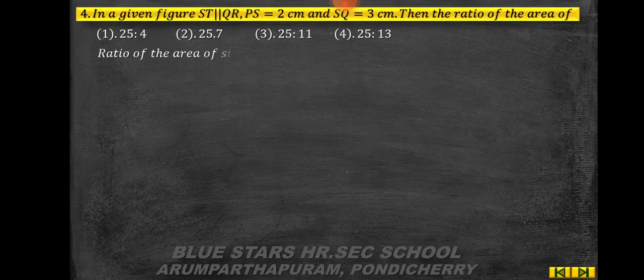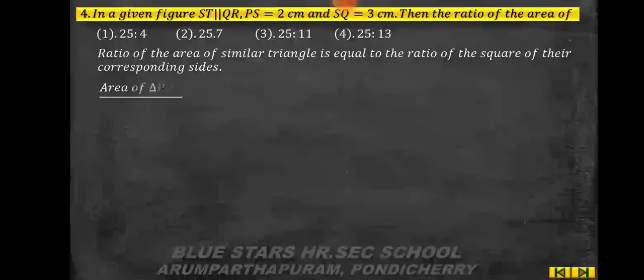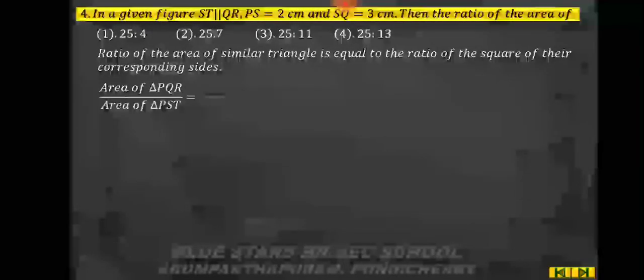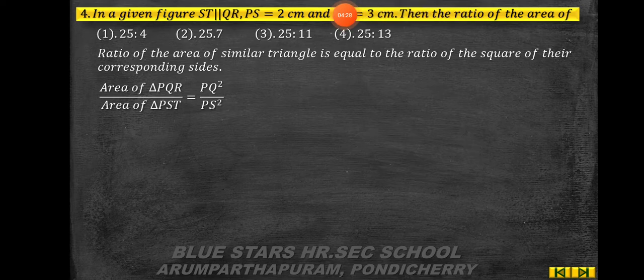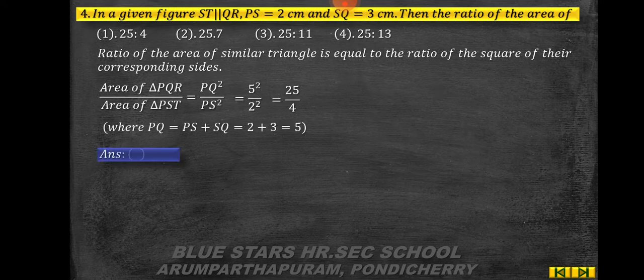So the ratio of the areas of similar triangles is equal to the ratio of the squares of their corresponding sides. So area of triangle PQR by area of triangle PST is equal to PQ square by PS square, which is equal to 5 square by 2 square, which is equal to 25 by 4. Where PQ is equal to PS plus SQ, which is equal to 2 plus 3 is equal to 5. So the correct option is option 1. The answer is 25 is to 4.